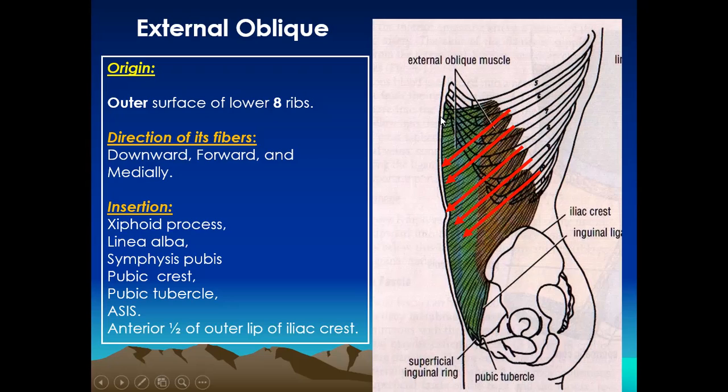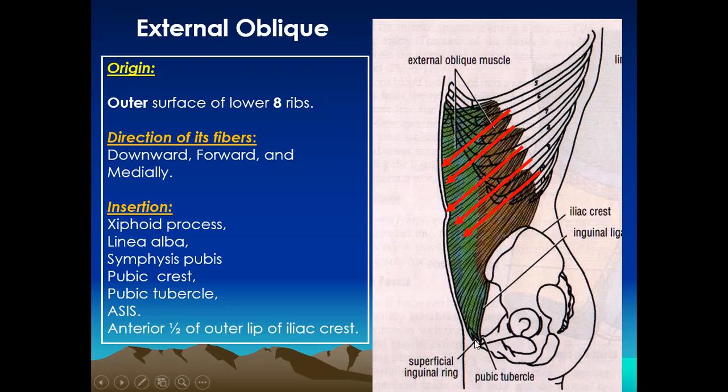Then we have a line in the center. This is called the linea alba. Linea means line, and alba means white, because it looks like a white line. It runs all the way along the abdomen, from the xiphoid process up to the pubic symphysis. So this is the line running from above downwards. This is the linea alba.